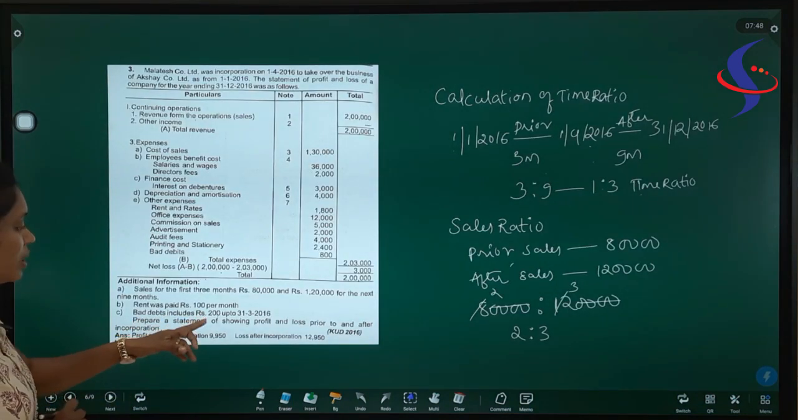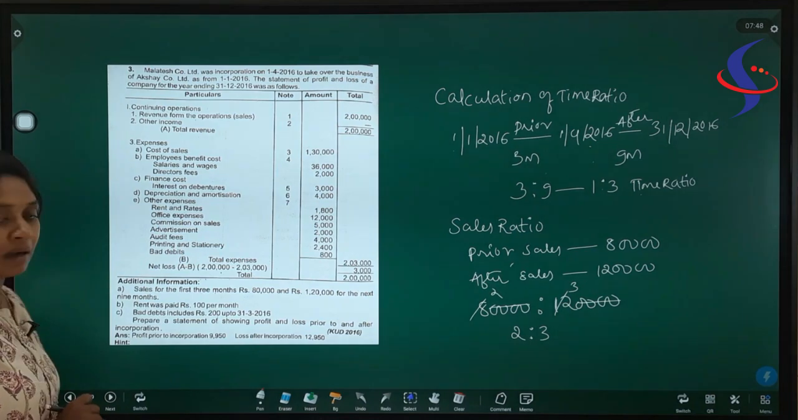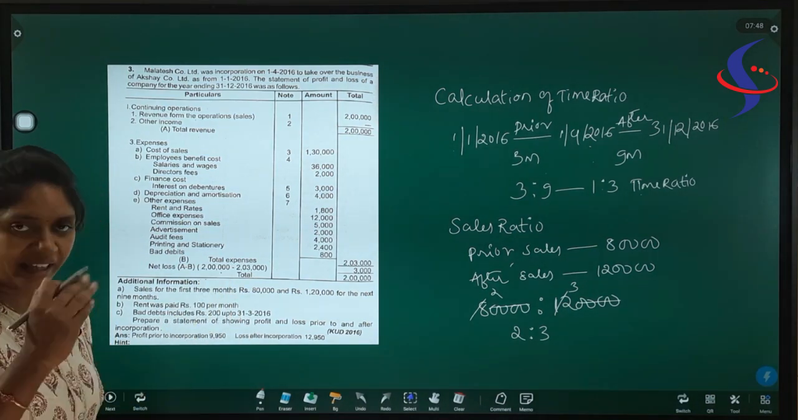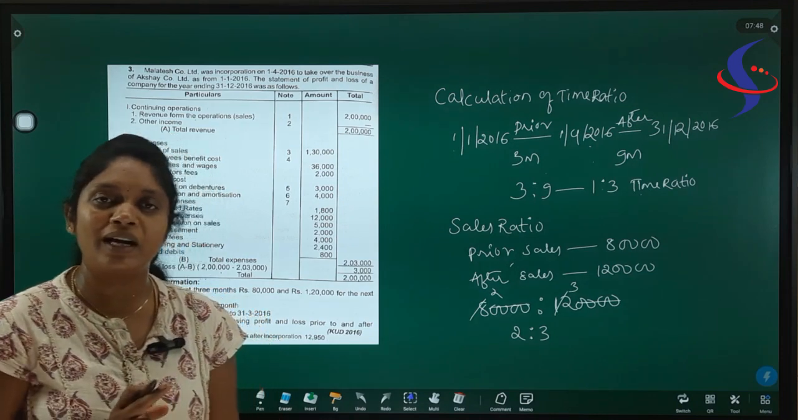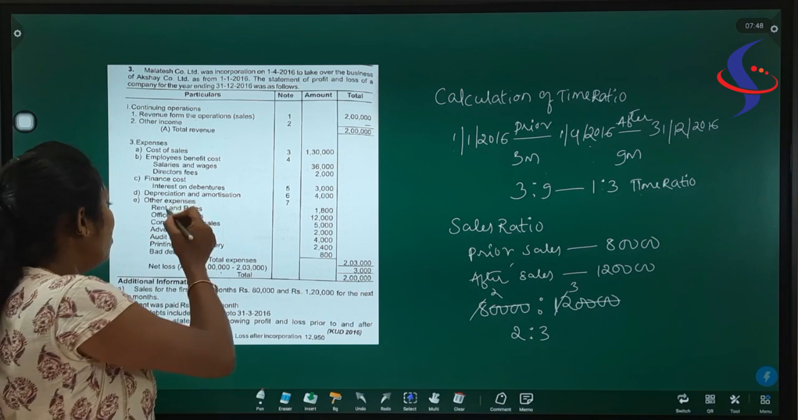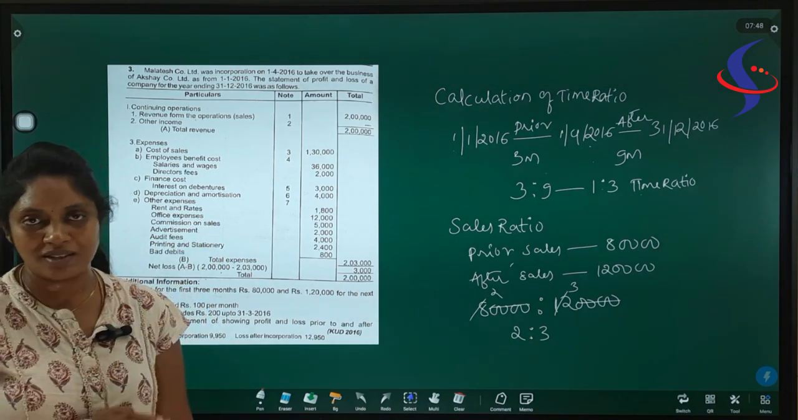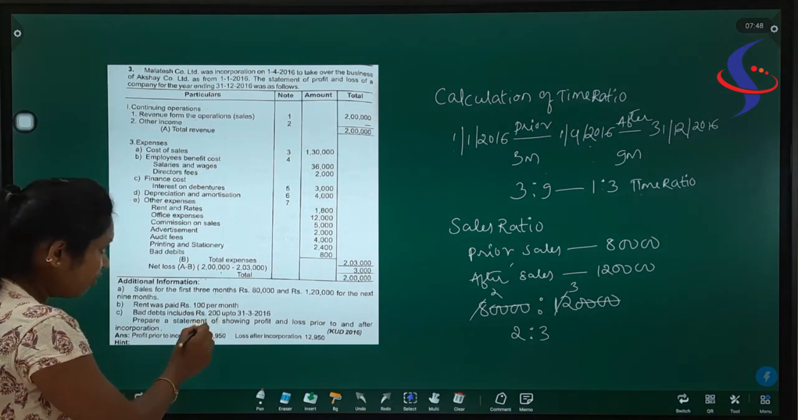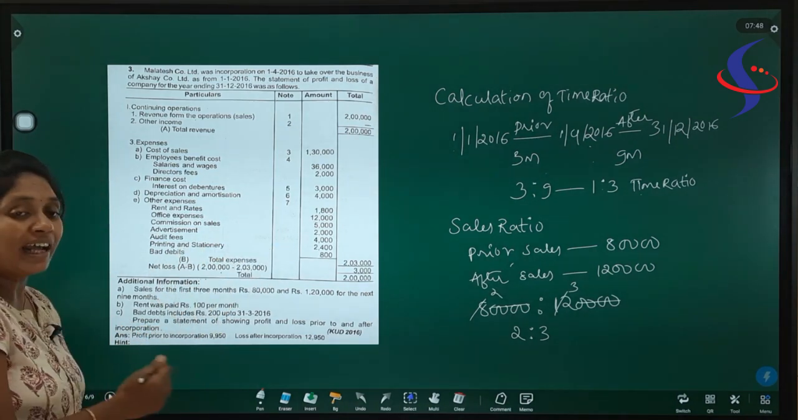Yes, there is one more adjustment here. Bad debt includes rupees 200 up to 31st March 2016. Normally, bad debt is directly connected to sales. When you sell something on credit, there is a chance of getting bad debt. That's why we should always divide bad debt using sales ratio. But when some information is given, you need to follow this information and then divide. That we call actual information.